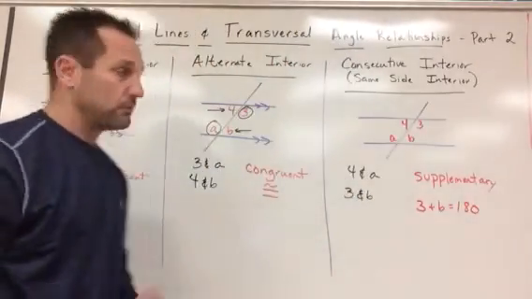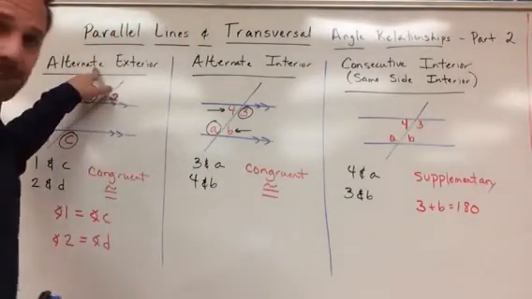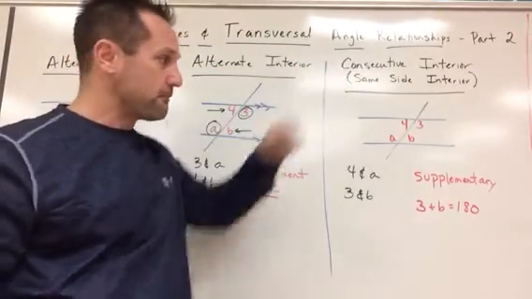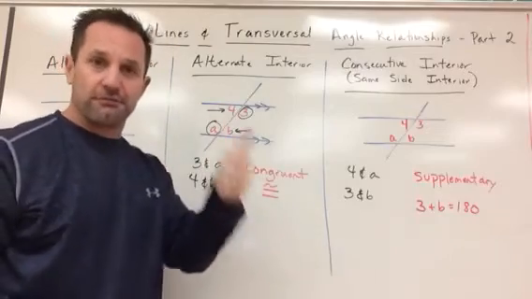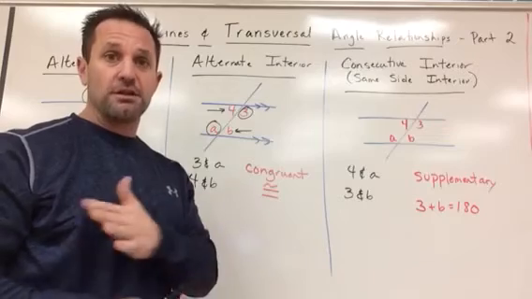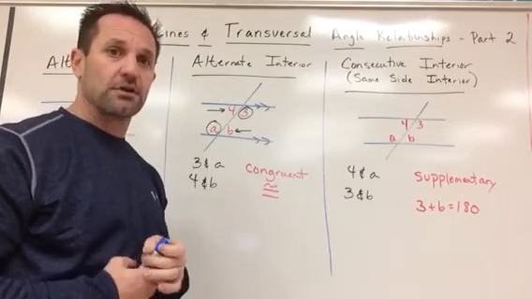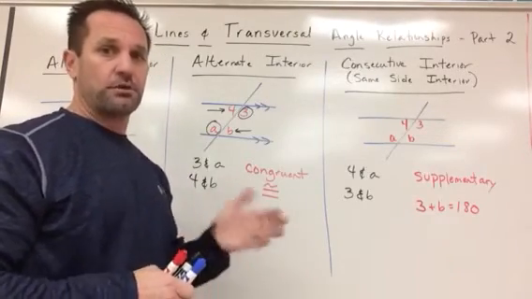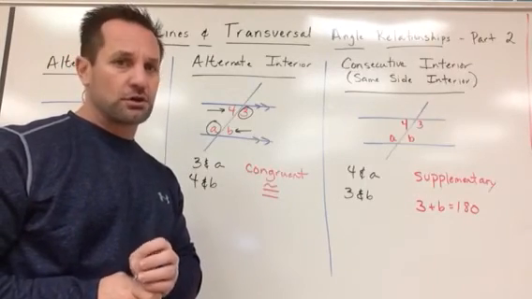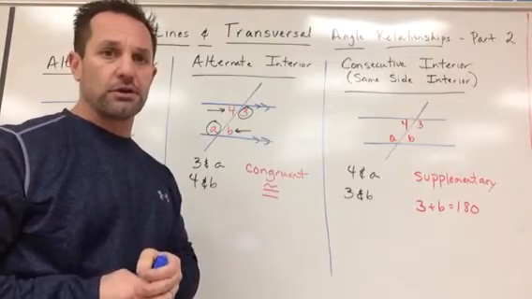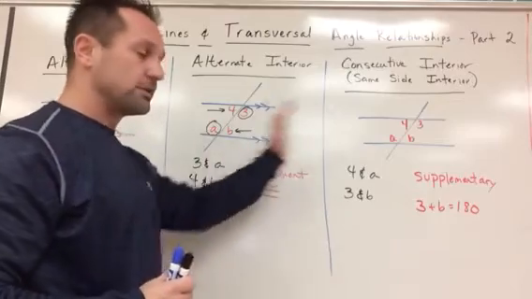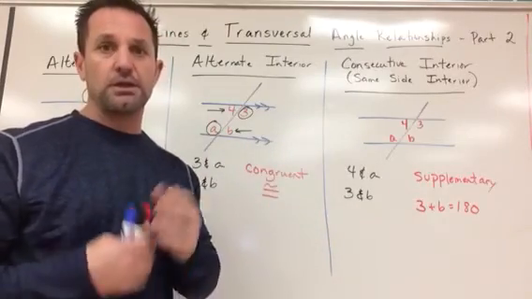And that's it. We've gone over alternate exterior, alternate interior, consecutive interior. We've also talked about vertical, we've talked about linear pair, and we've talked about corresponding. These are all the angle relationships that you're going to be dealing with parallel lines in a transversal. Okay, if you have any questions or any confusion, go back and watch all 3 or 4 videos on angles. Learn the vocabulary. As soon as you learn the vocabulary, this stuff becomes really easy, and you can see it better, hopefully.